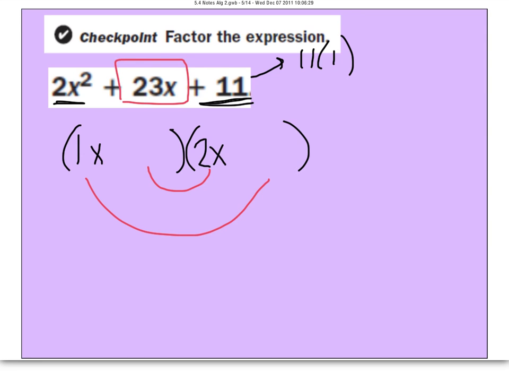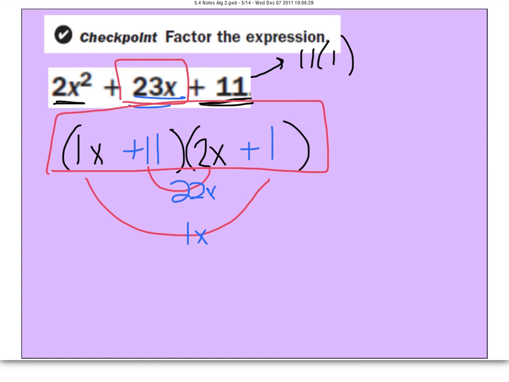I'm going to look at it a little more strategically first, and my gut tells me we should probably do a plus 11 here and a plus 1 here. 11 times 2 is 22x, 1x and 1 is 1x, which will add to 23x. We got it. There's our answer.